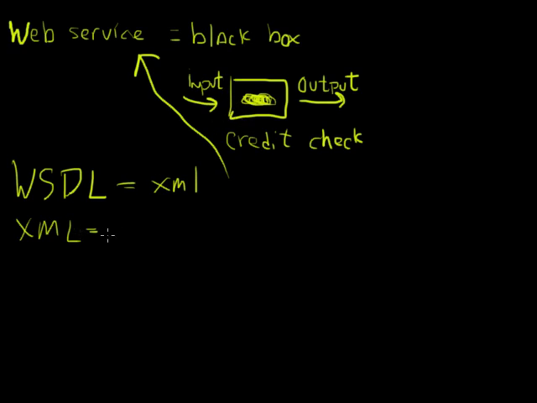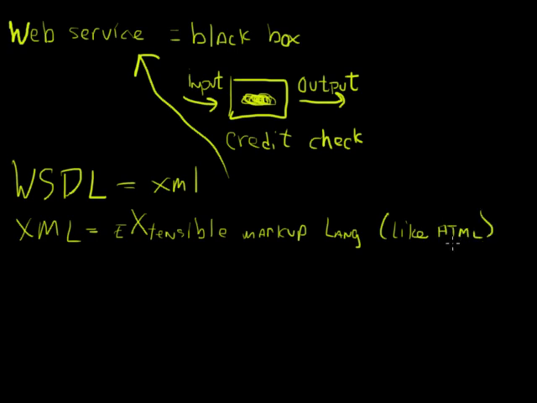So XML stands for extensible markup language. And if you're familiar with HTML at all, it's very similar to that. The main difference is HTML has predefined tags: P for paragraph, B for bold. It has all of these predefined tags. In XML, you can define your own tags. So you can have tags that describe data. You can have tags that describe metadata of data. You can have these incredibly complex structures within XML.